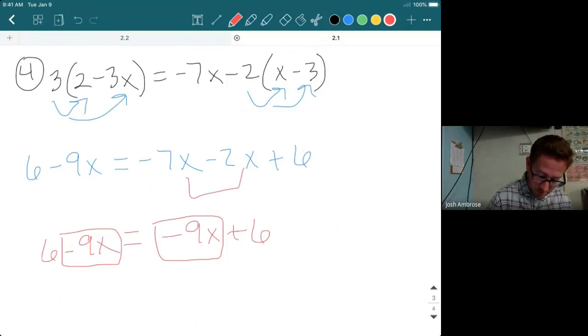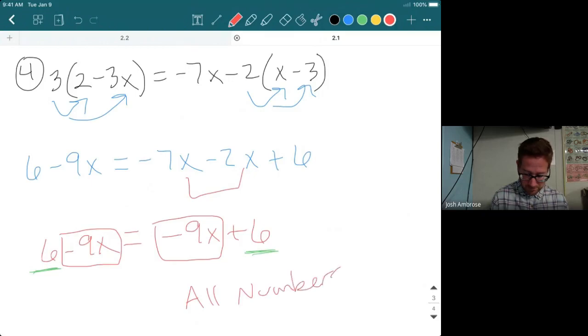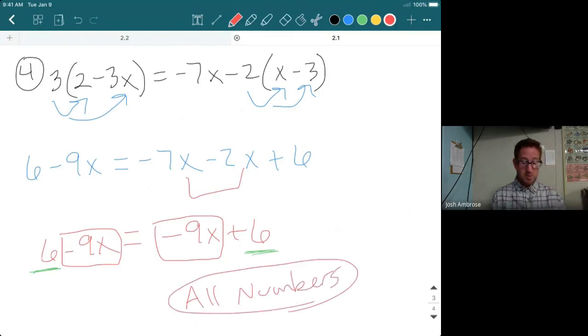And then if we look, I see a positive 6 right here. I also see a positive 6 right here. So they are identical across the board. Left side identical to right side. So in that situation, this is an all numbers answer. So any number that you were to plug in for x, they will always equal each other on both sides. Okay, so there we go.